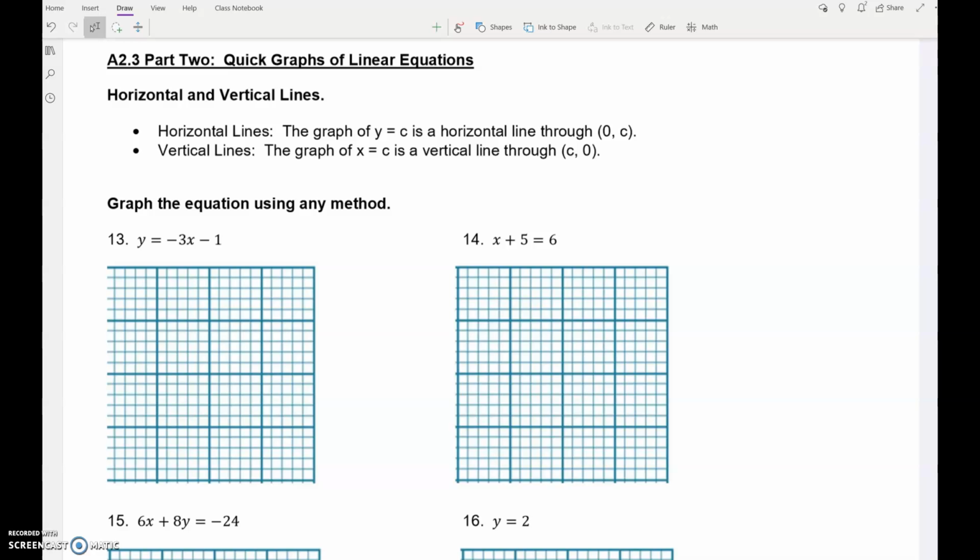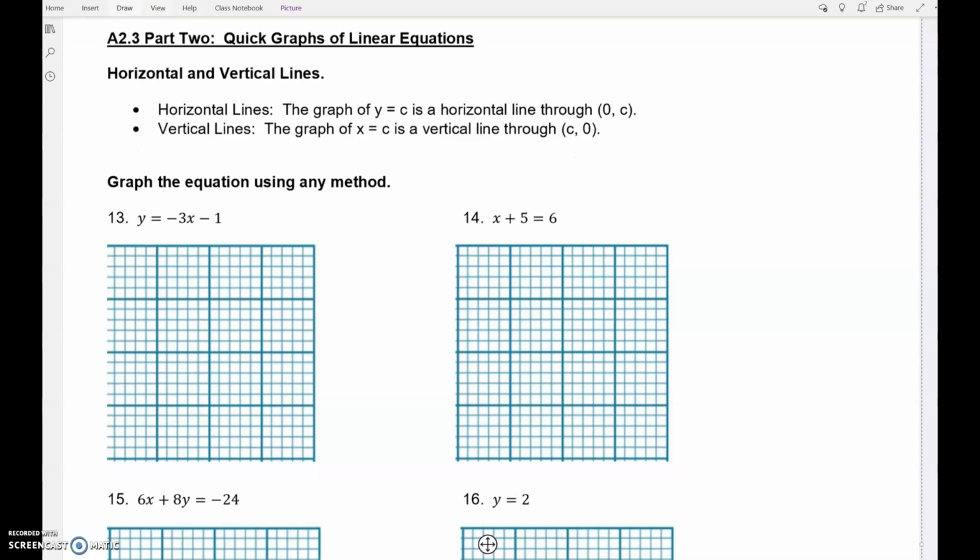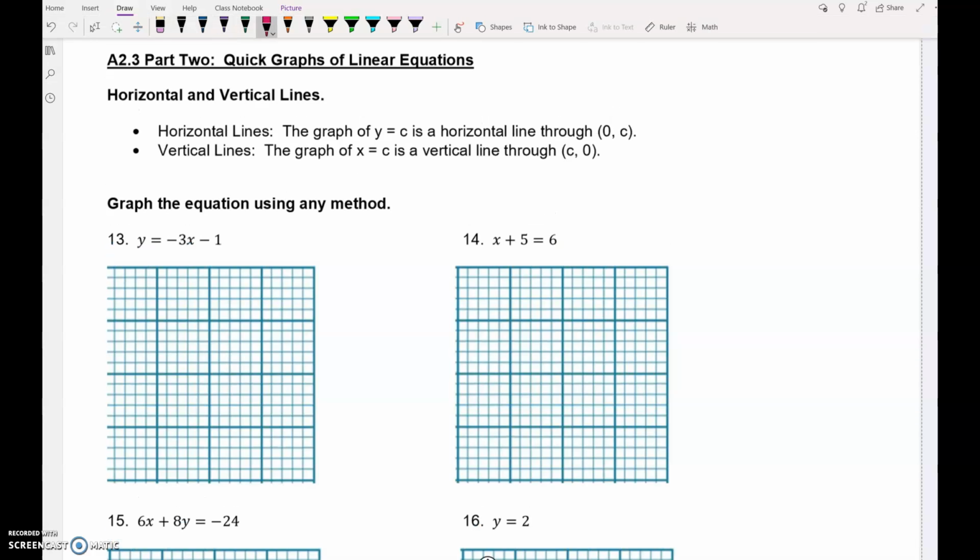Today we're going to quickly review horizontal and vertical lines and then just touch on the things that we learned yesterday. So let's start with number 14. Number 14, it says x plus 5 equals 6. Do you notice that there's no y anywhere in that equation? Yes. So we'd subtract 5 on both sides and get x equals 1.